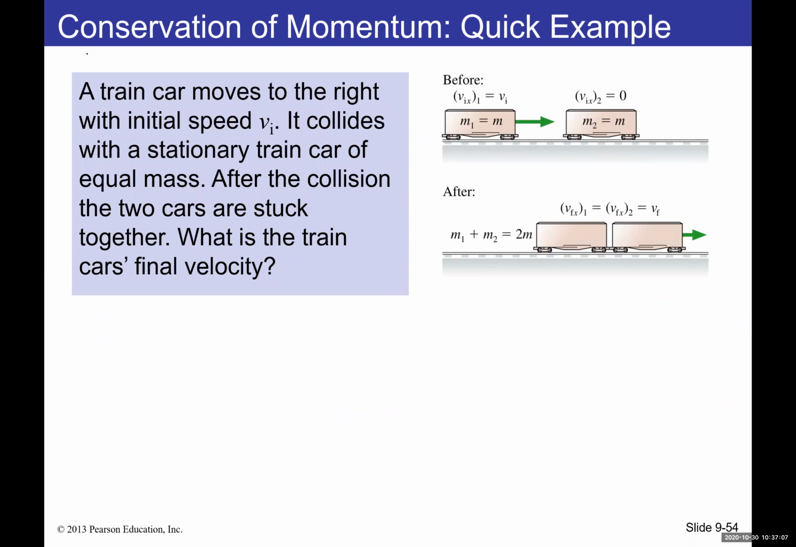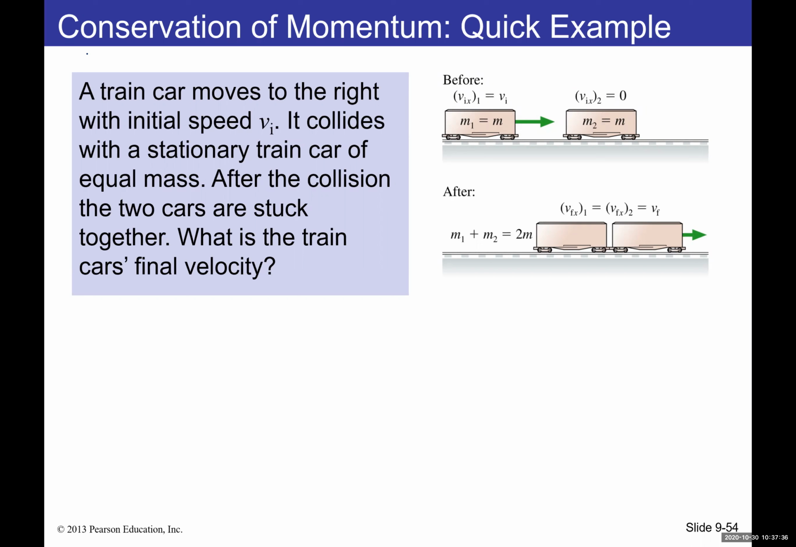That means when we talk about collision, the momentum of the system before and after is exactly the same if the forces are only internal. There's no friction, no external forces, and things like that. So, for example, here, a train car moves to the right with an initial speed of v initial. It collides with a stationary train car of equal mass. After the collision, the two cars are stuck together. What is the train car's final velocity?